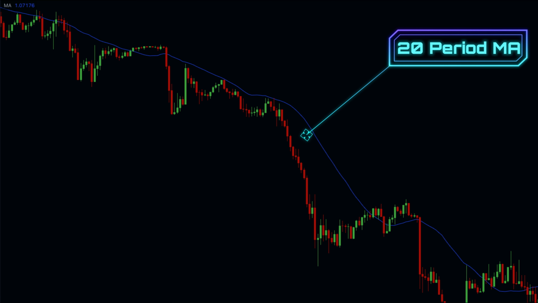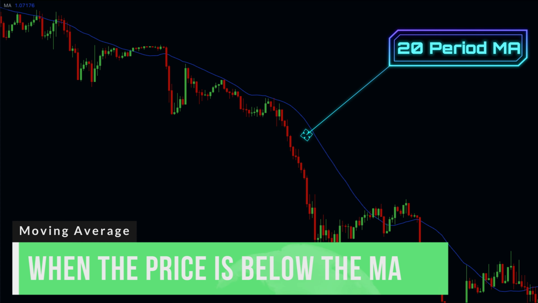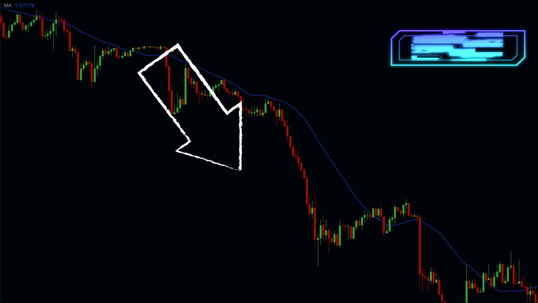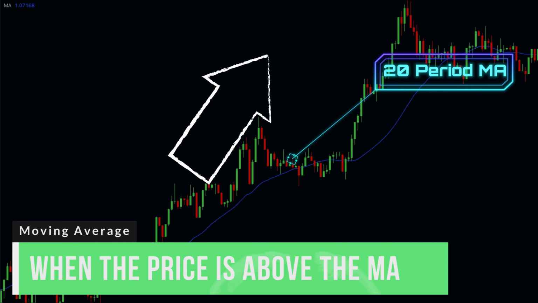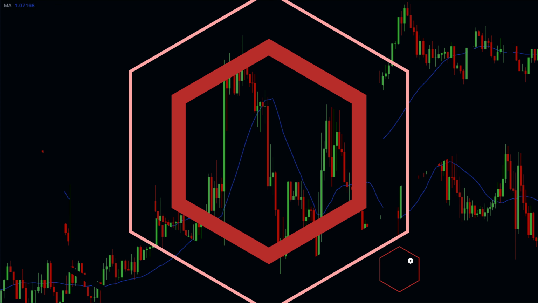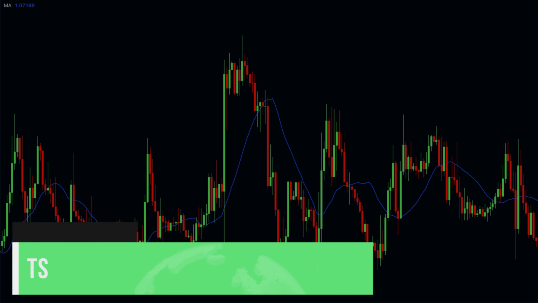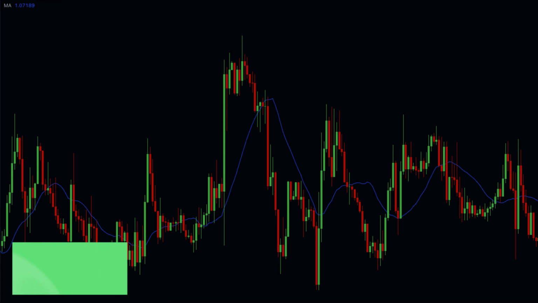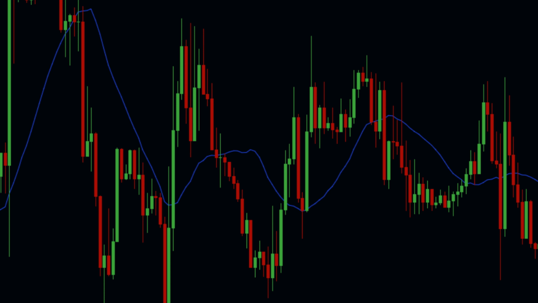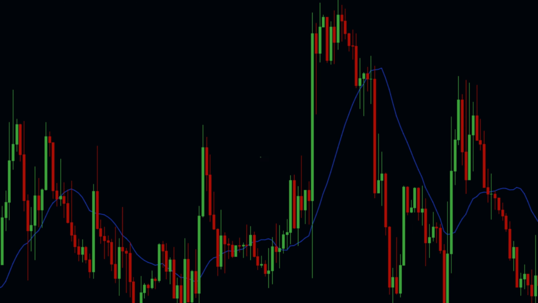One way to use the moving average to determine the trend is by looking for when the price is below the moving average. This means we only look for short trades when the price is below the moving average. Similarly, when the price is above the moving average, we only look for a buying opportunity. Now, if only one moving average is used, there is a chance of getting caught up in ranging and choppy markets like this. This type of market will lead to unnecessary losses when trend trading.